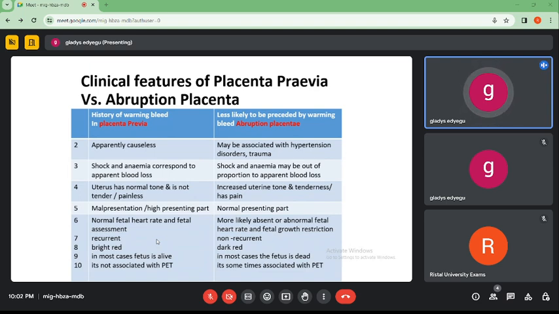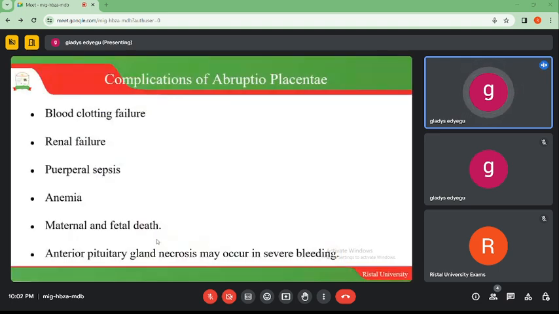So it's not associated with PET. Placenta previa is not associated with preeclampsia or eclampsia. But abruptio placenta is sometimes associated with preeclampsia or eclampsia. What are the complications?